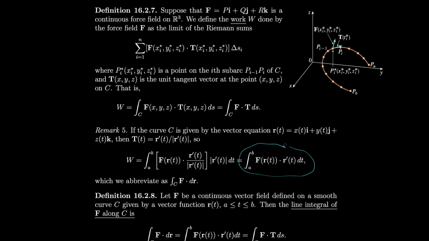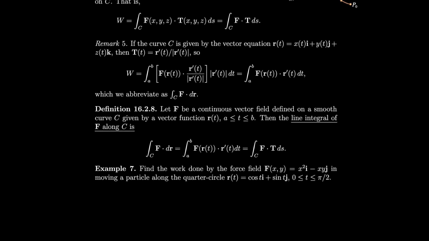And in order to abbreviate this, we write F dot dr. So this wouldn't really make sense otherwise. We're basically saying that when we put a dot product in for a differential, what it means is this, really. It's just shorthand. So if F is a continuous vector field defined on a smooth curve C, given by a vector function r of t, where t goes between a and b, then the line integral of F along C is F dot dr, which we just said is an abbreviation for F of r of t dot r prime of t dt, which in turn is F dotted with T ds. As we said, it's the work done.